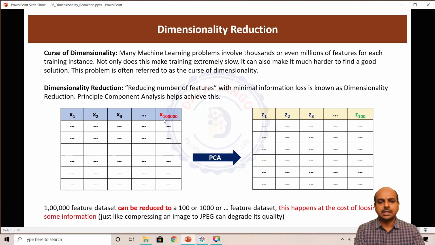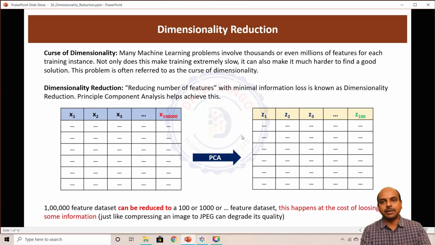Actually what happens is it gives you z1 till z100,000, but I have chosen only 100 features which are equally capturing the essence. Whatever the strength or the information contained in 100,000 columns has actually got into 100 columns. That's the power of PCA. When you apply PCA, it reduces dimensionality in such a way that the total strength of your data will be captured in less number of columns.